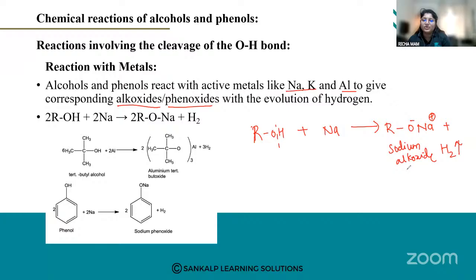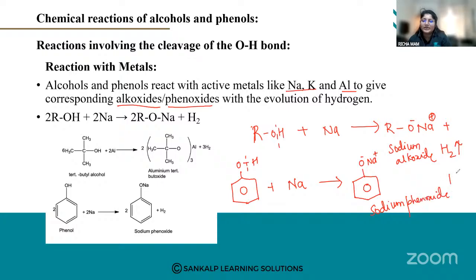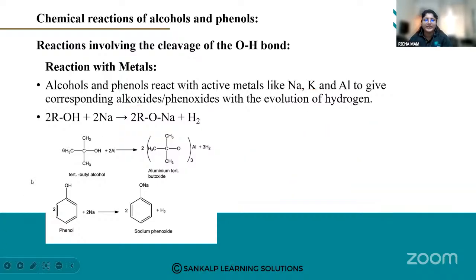Now I'll write for phenol. So this is the phenol. How does the reaction go? It will break here. I'm going to react it with sodium. What do I get here? I get ONa, that is O-Na+. So this is sodium phenoxide, plus hydrogen gas is liberated. So these are the reactions with metals. I hope you have understood. This is the chemical reaction where the cleavage of the OH bond takes place.